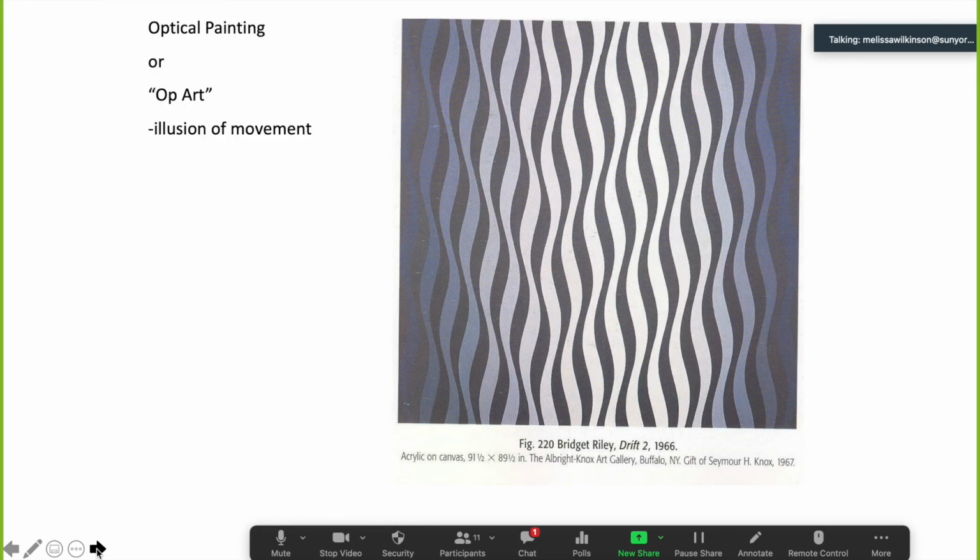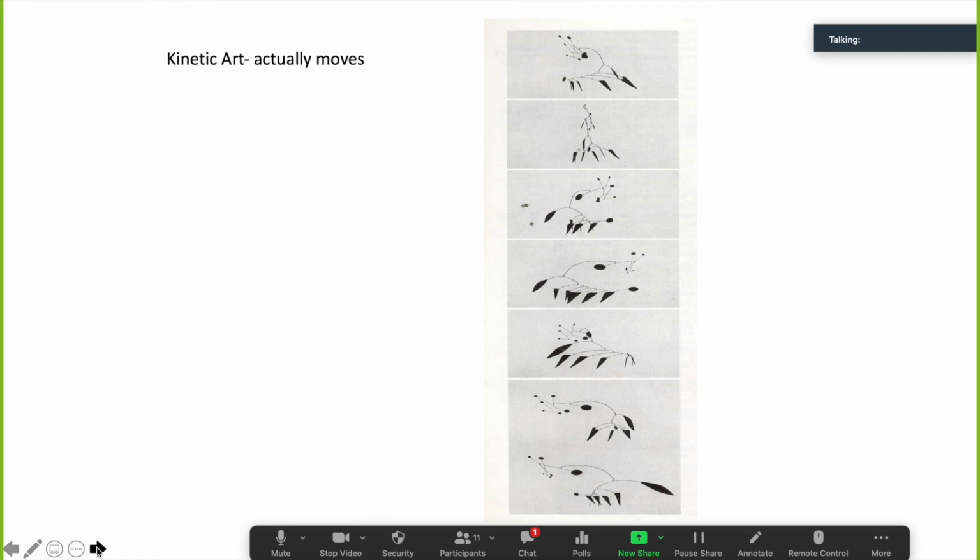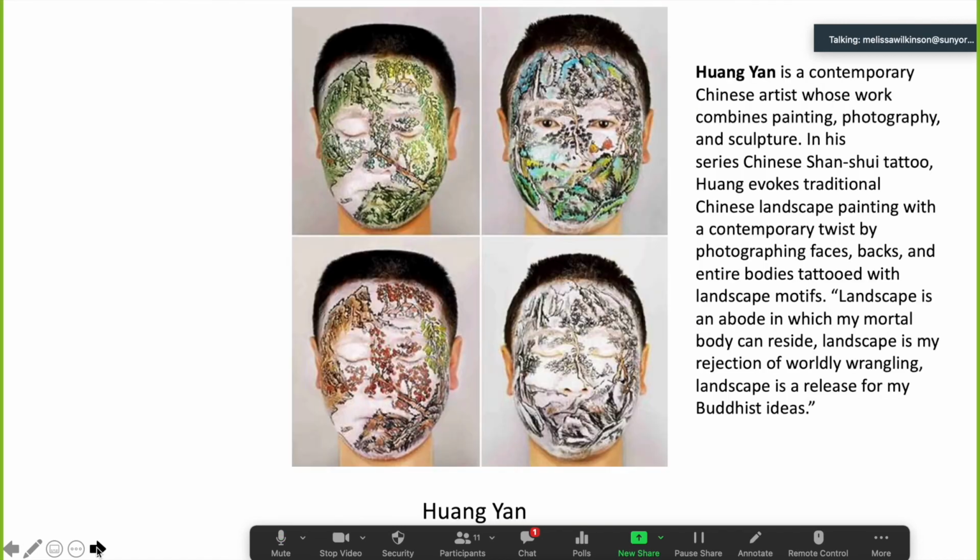So then we have op art, which suggests movement, right? It suggests movement of time due to the optical effects and kind of holographic suggestion. Op art means optical painting. Kinetic art actually moves. Kinetic means movement. And then we'll end on a Chinese artist by the name of Huang Yan. And Huang Yan combines all sorts of things: painting, photography, and sculpture.